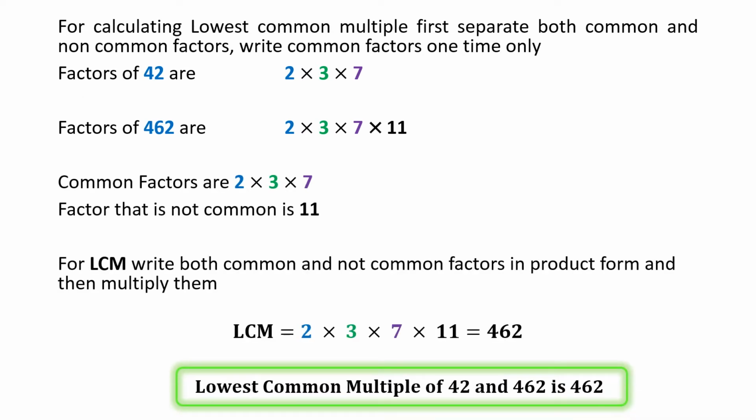For calculating lowest common multiple, first separate both common and non-common factors. Write common factors one time only. Common factors are 2, 3, and 7, and factor that is not common is 11. For LCM, write both common and not common factors in product form, and then multiply them, as shown. So, the lowest common multiple of 42 and 462 is 462.